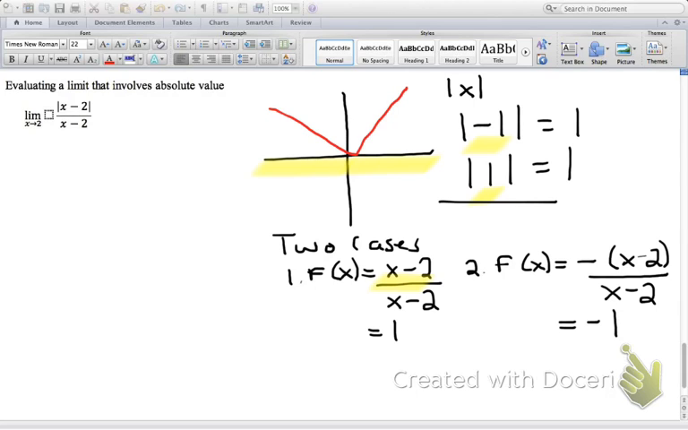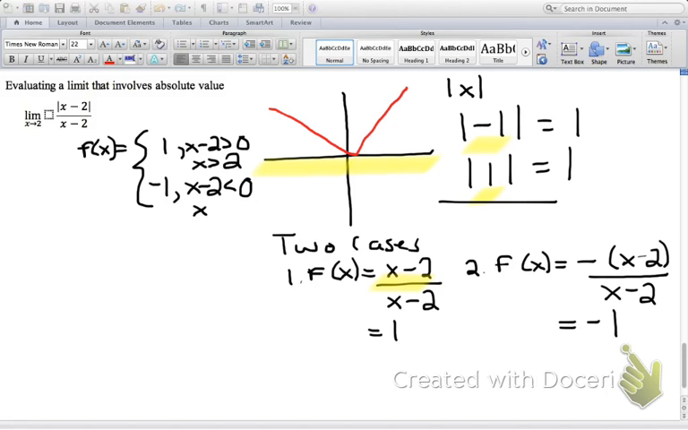So therefore, we actually have a piecewise function here. So what I have is f of x is equal to 1 and negative 1. When it's positive 1, you notice that this is when our x minus 2 is greater than 0, and therefore it's when x is greater than 2. And when it's negative 1, you'll notice that x minus 2 is less than 0, and therefore x is less than 2.